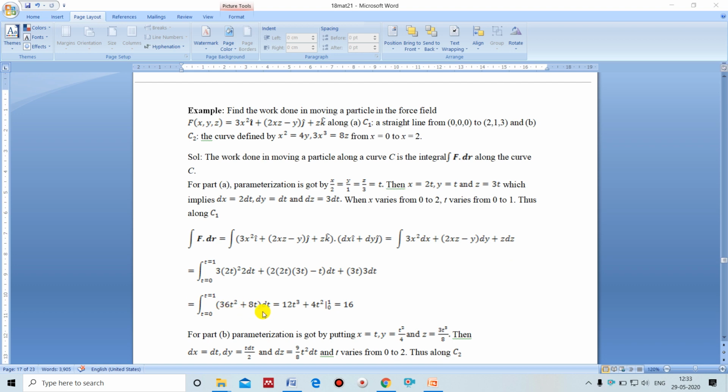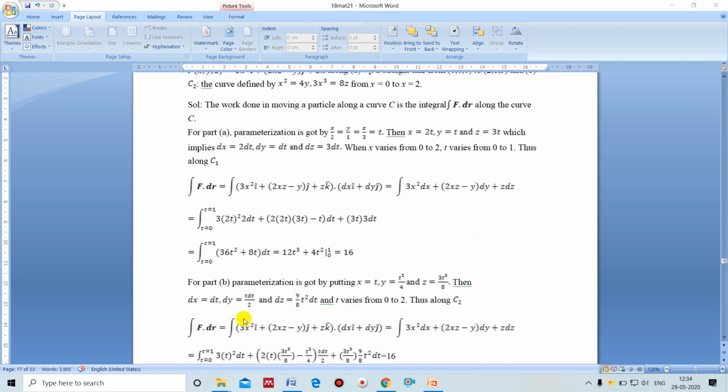Integrate with respect to t. On integration, t square gives t cube by 3, t gives t square by 2. On simplification we get 4t cube plus 4t square. The limits are 0 to 1. Put the upper limit 1, 1 cube is 1, 1 square is 1, 12 plus 4 will be 16. If we put the lower limit 0, it will be 0. So the work done along the curve C1, or along A, is 16.